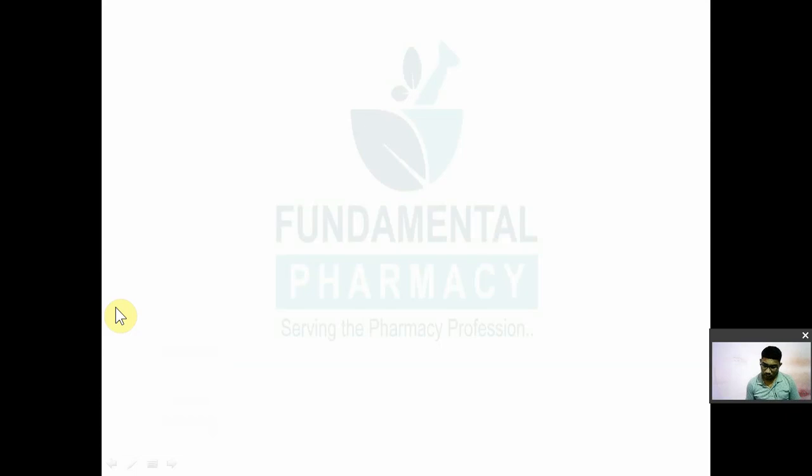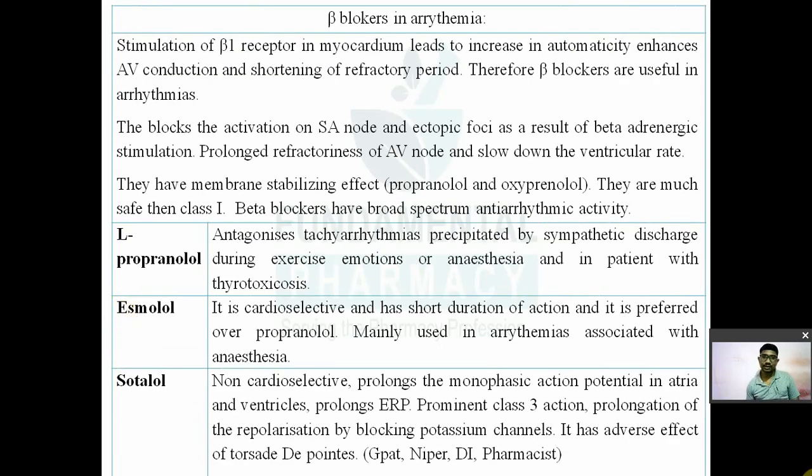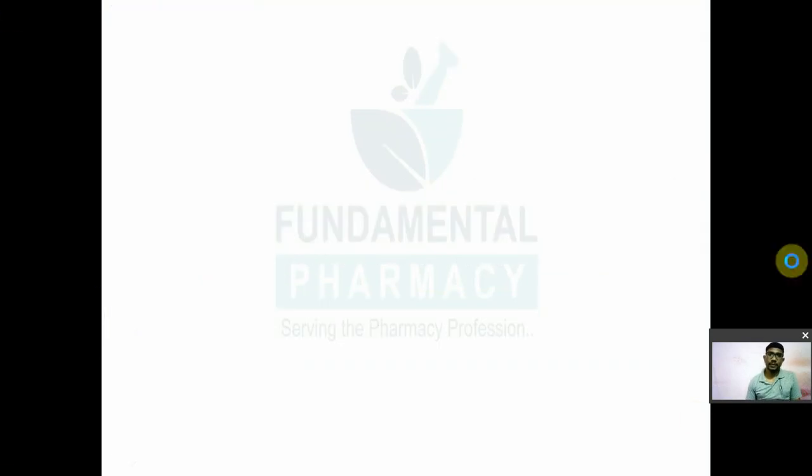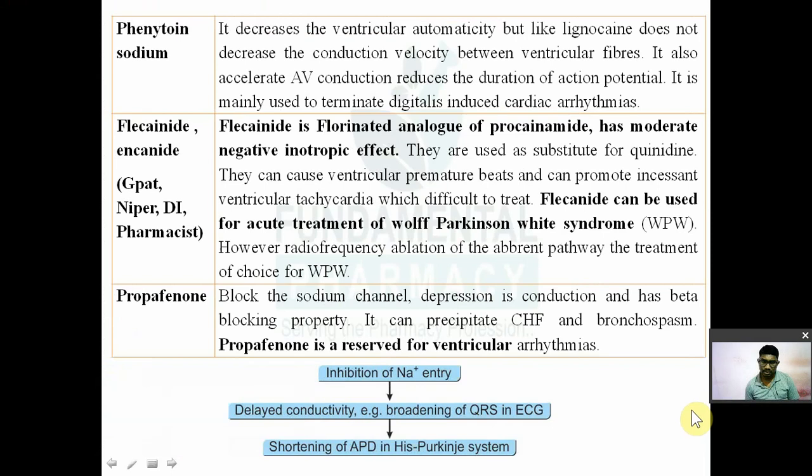We were discussing the class 2 drugs. Which is the class 2 drug? Class 2 drug is nothing but the beta blockers. Okay, beta adrenergic blockers. Now, beta 1 receptor, you know that it is present in the heart.